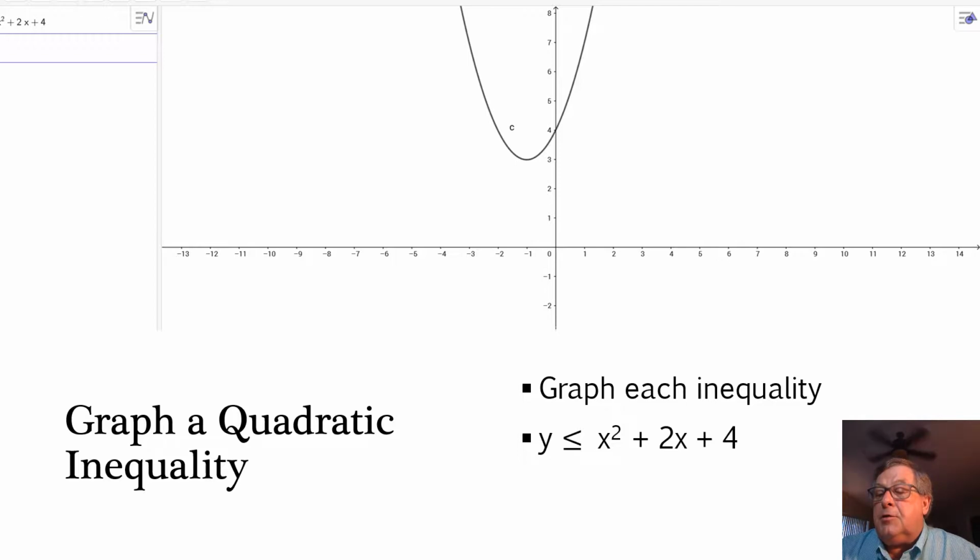simply because I wanted to do it that way, because I want to illustrate using the test point to determine the inequality. And we've used that before with linear inequalities and linear optimization and things of that nature. So we should be fairly accustomed to that. But we see here that we've got an inequality. y is less than x squared plus 2x plus 4.